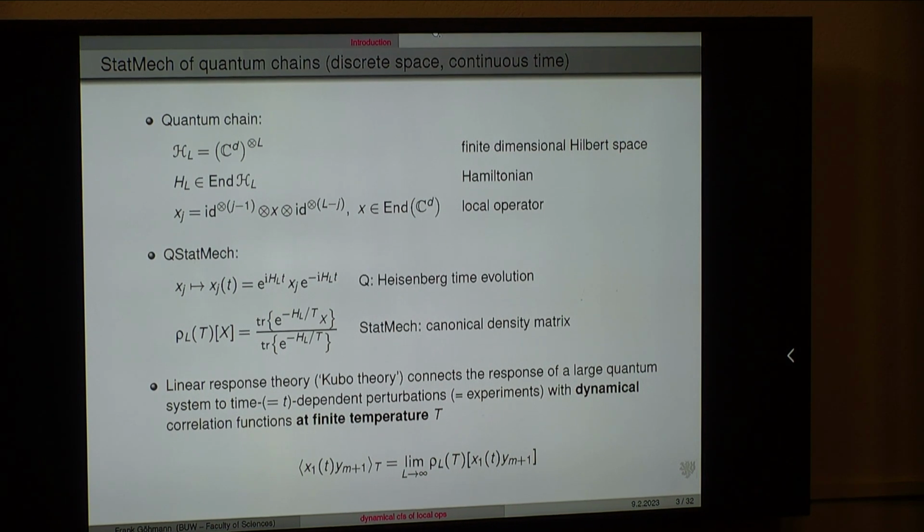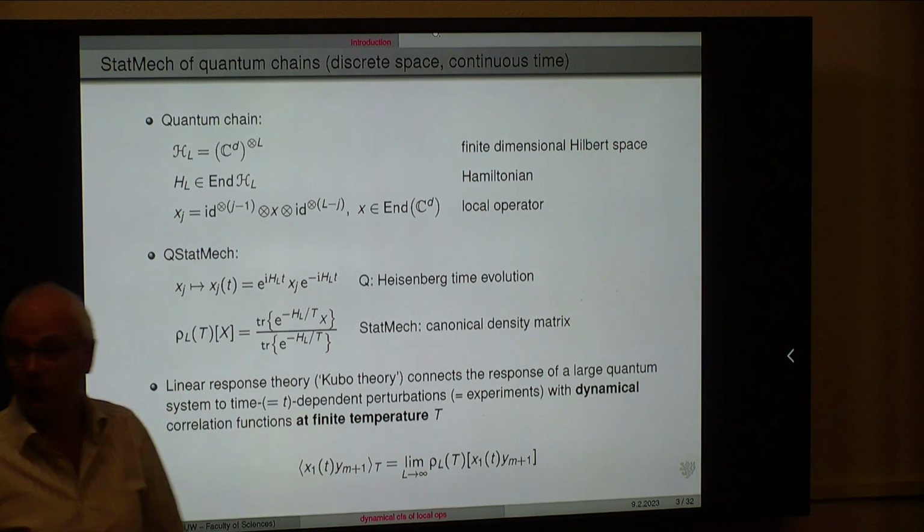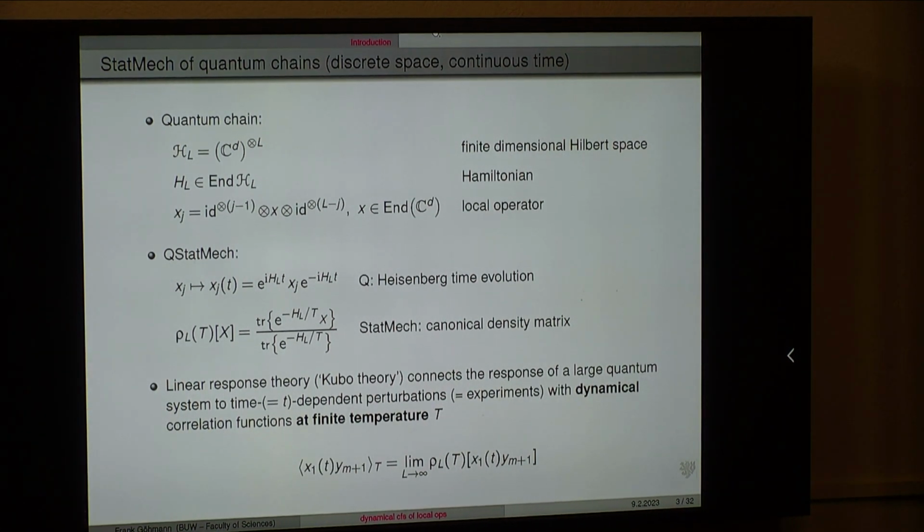Everything is finite here. So the only thing you have to justify is that you can do this limit. And this, for a very general class, has been justified in the 60s, right?